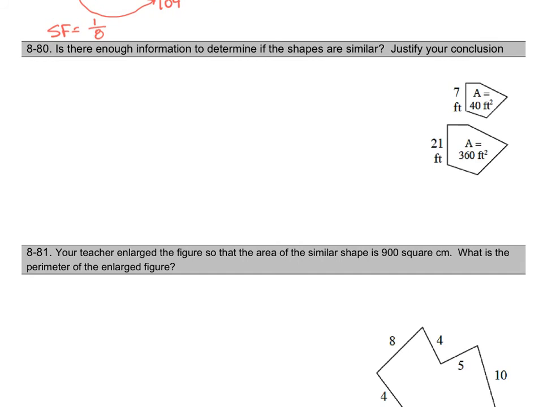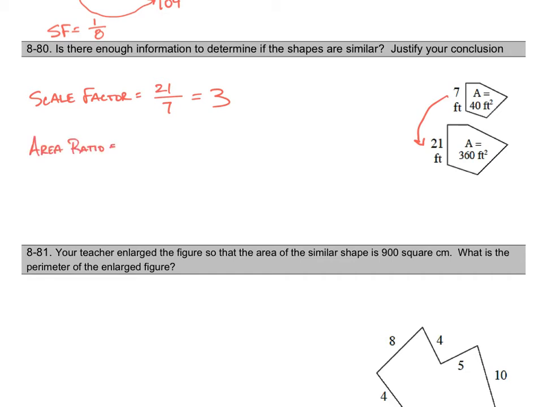Is there enough information to determine if the shapes are similar? Justify your conclusion. Well, let's take a look here. We go from 7 to 21. So we ought to be able to talk about the scale factor. And I'll do large on top and small on bottom. 21 divided by 7, that's 3. Okay, so we got a scale factor of 3. Now let's check the area ratio.